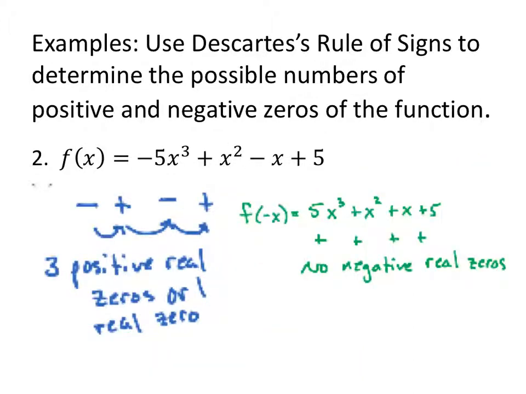For f of x equals negative 5x cubed plus x squared minus x plus 5. Taking the polynomial as is, I'll have negative, positive, negative, positive. So that's 1, 2, 3 sign changes, meaning 3 positive real zeros, or 1 real zero. And f of negative x, once I substitute a negative, I will have all positive, and so there are no sign changes, no negative real zeros.